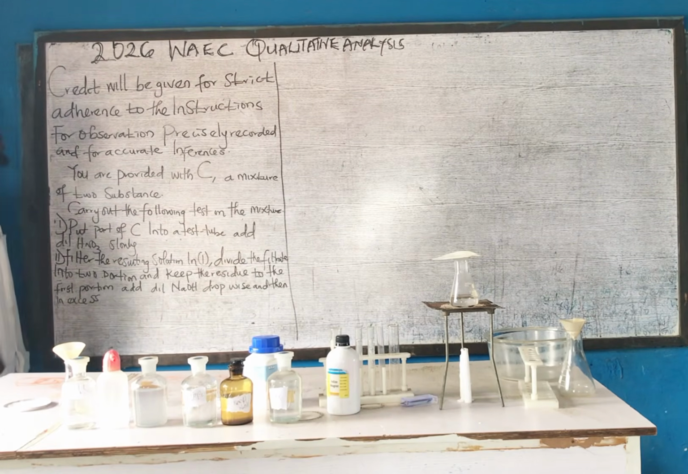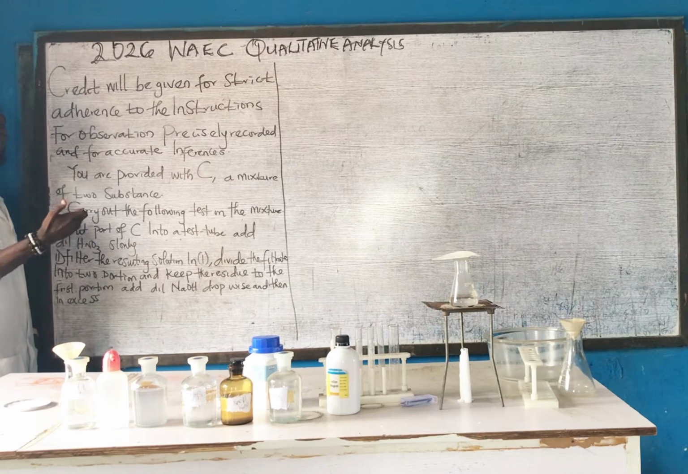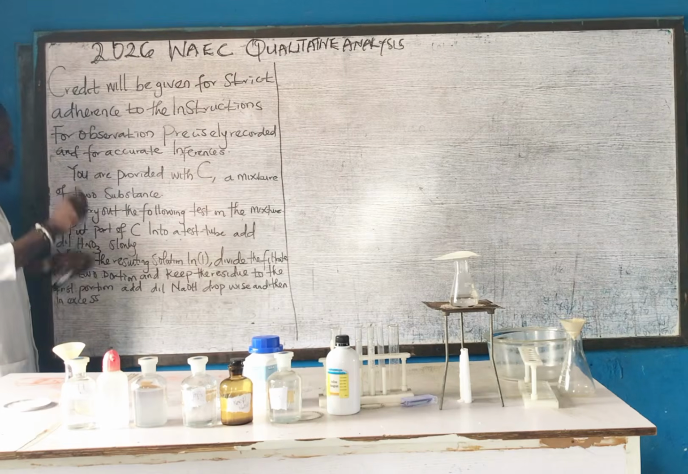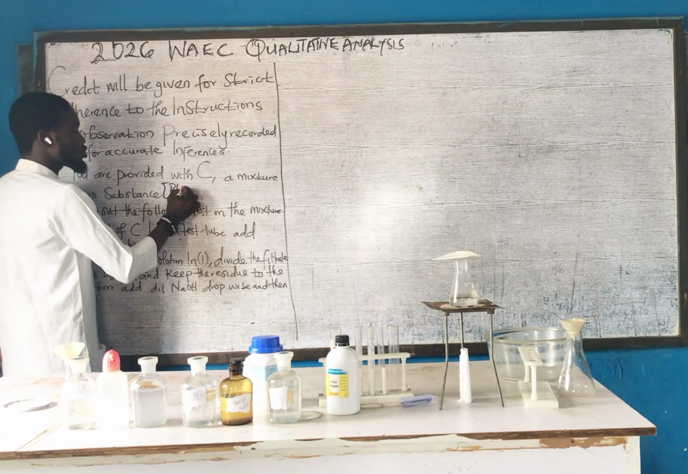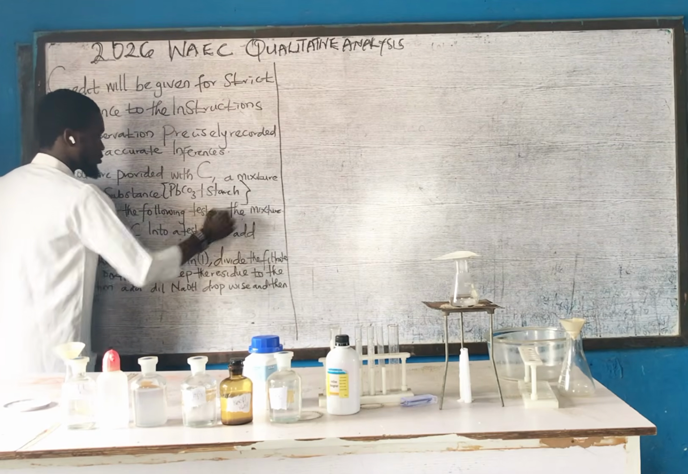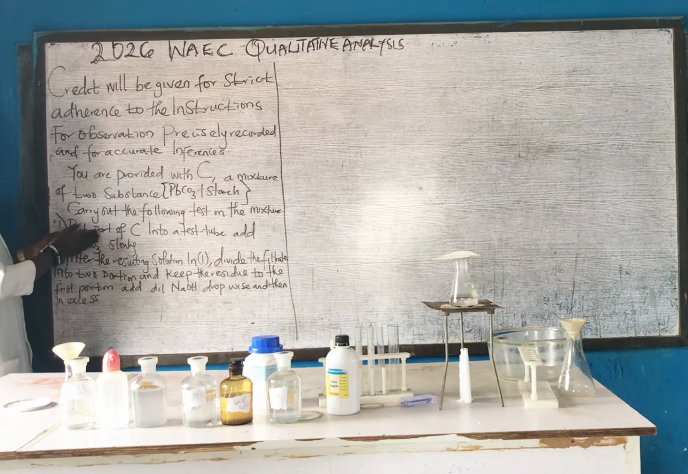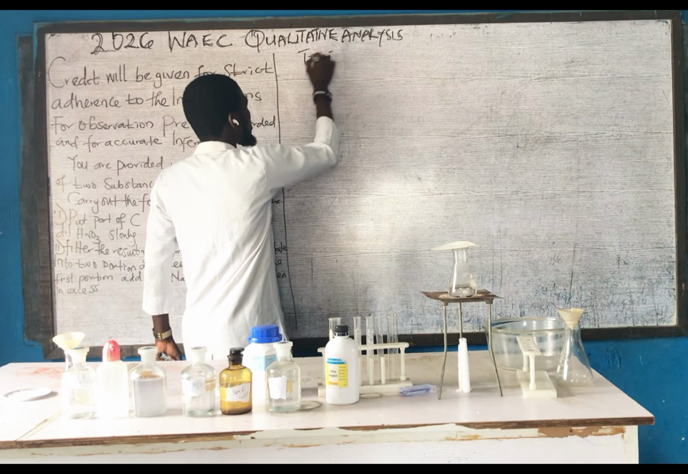Credit will be given for strict adherence to the instructions, for observations precisely recorded, and for accurate inference. You are provided with C, a mixture of two substances. So the two substances are lead(II) carbonate plus starch. Are you with me now? So put part of C into this test tube, add dilute HNO3, and carry out the tests.